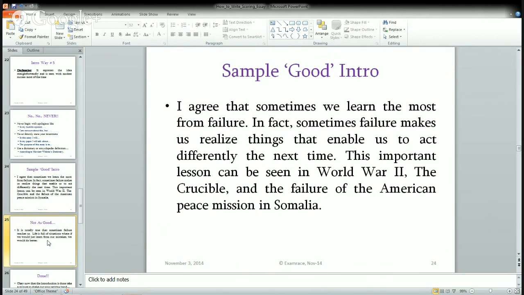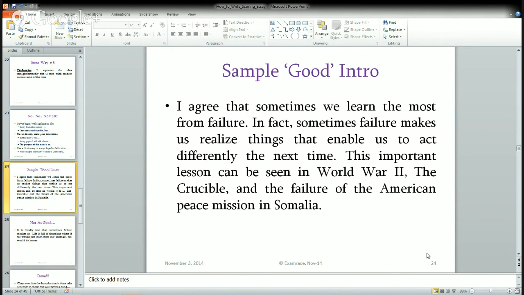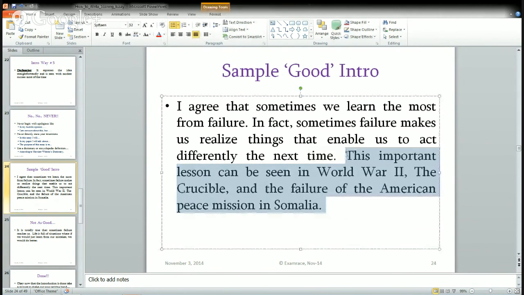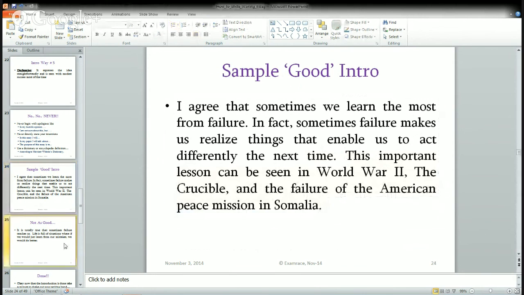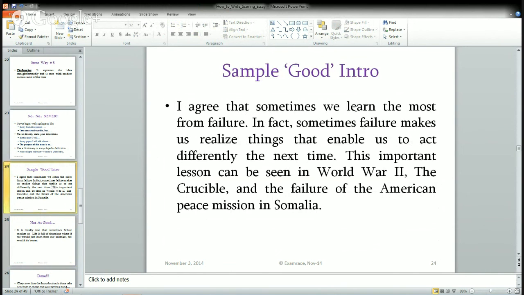Now the similar introduction I can write this way. It is totally true that sometimes failure teaches us. Life is full of situations where we would just learn from our mistakes and we'll do it. This is a kind of introduction that most of the students write. You are not mentioning any examples. In the first one you are mentioning the examples, so that is one positive point. This is a much more childish and much more declarative introduction, as we said before, and this would not fetch you as many marks as the other introduction would.